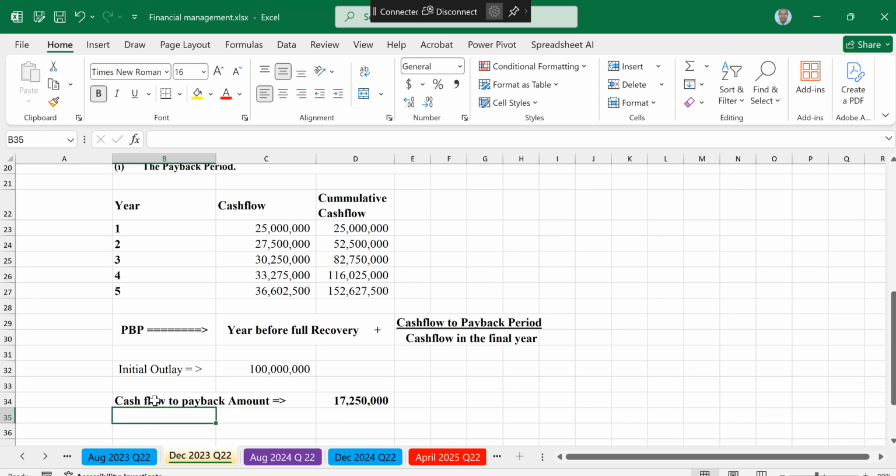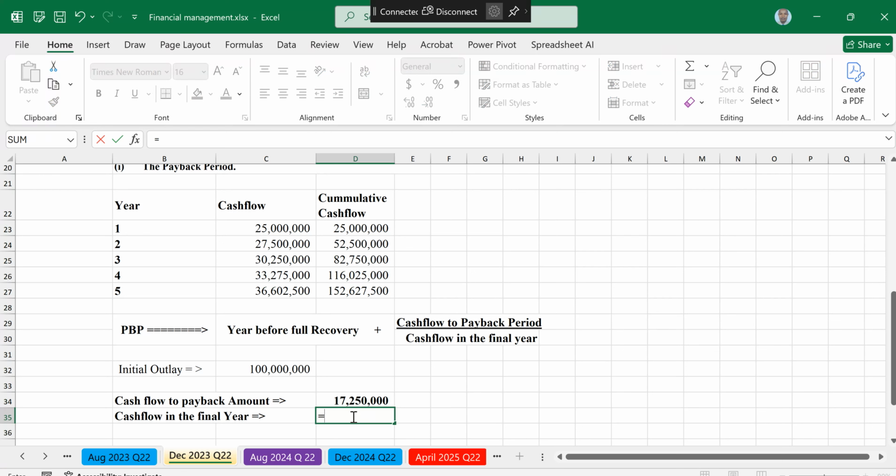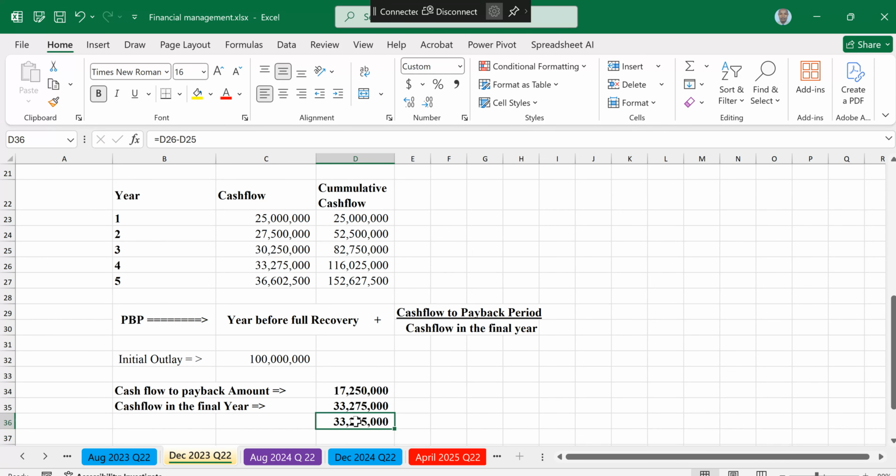Then what is cash flow in the final year? Cash flow in the final year is how much? See, the cash flow in the final year is 33,275. Alternatively, for you to get that, you simply take the 116 minus 82, which will give you still 33. So that is cash flow in the final year.